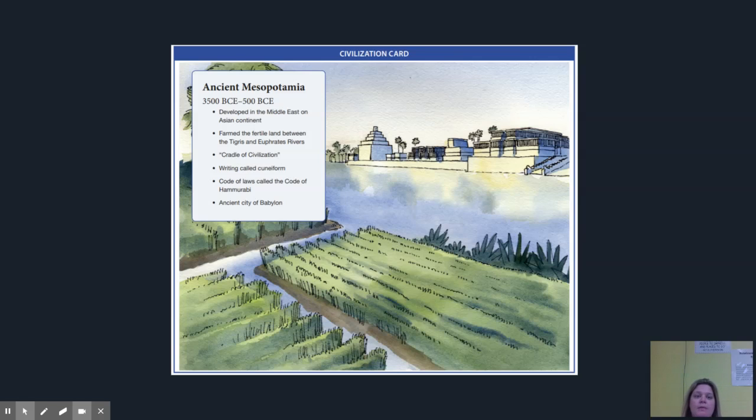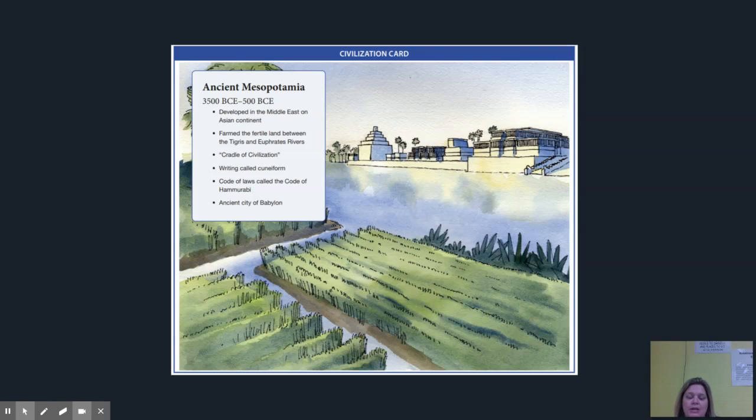Okay, the first one we're going to talk about is ancient Mesopotamia. Ancient Mesopotamia is located in the Middle East. It's kind of in an area that is in between Africa and the continent of Asia. It's in that area right there. Now, it was established around 3500 BCE to 500 BCE. So it lasted about 3,000 years. It was developed in the Middle East on the Asian continent. There was farmland. They called it the Fertile Crescent.